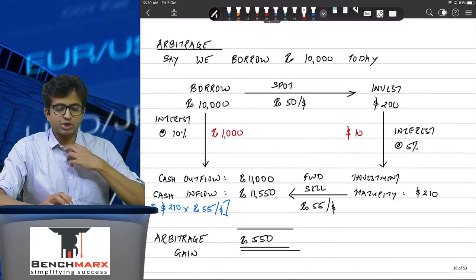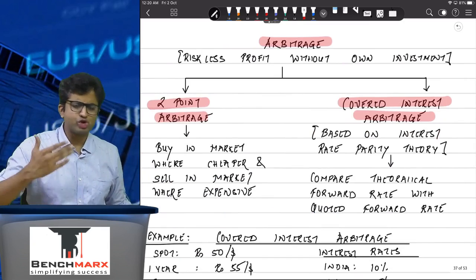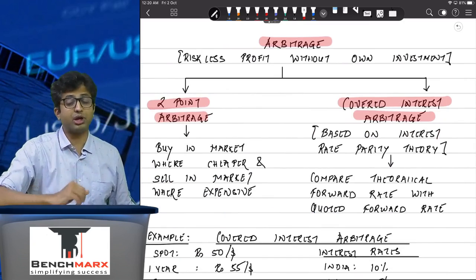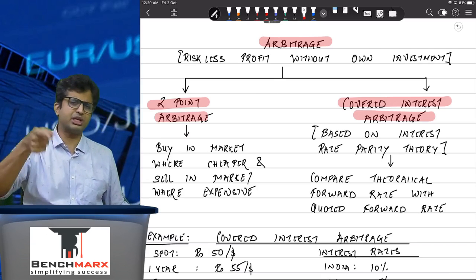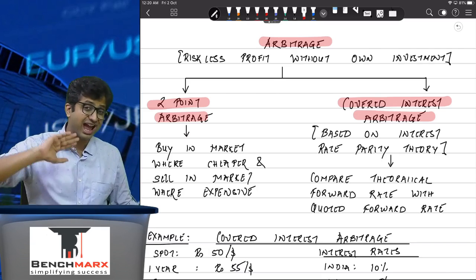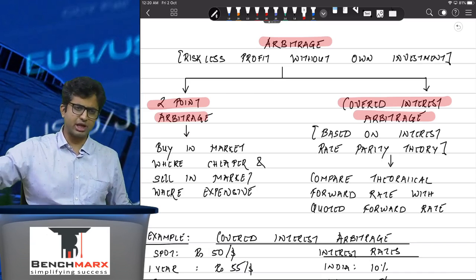Okay, so I mean, why should this theory work? Why should this formula work? Well, because if it does not work, then it opens up an arbitrage possibility which can be exploited by an arbitrager, and demand supply pressures will ensure that this works.